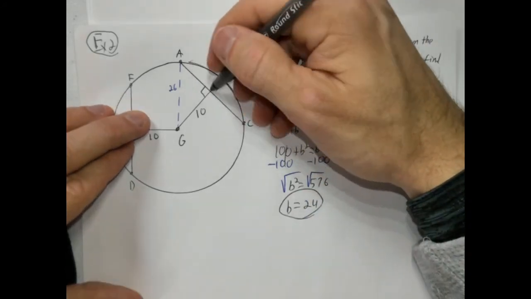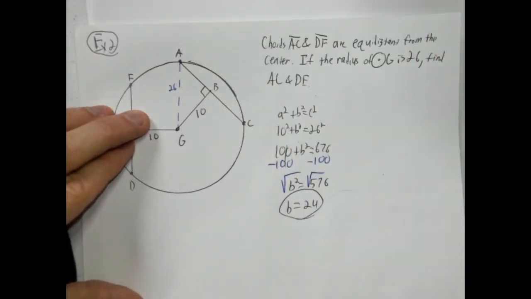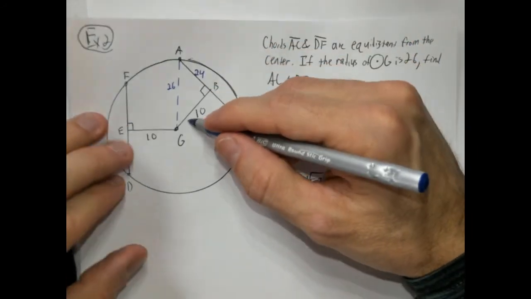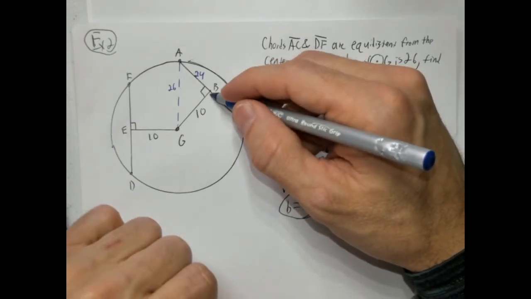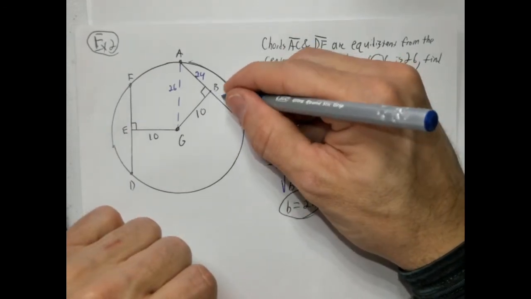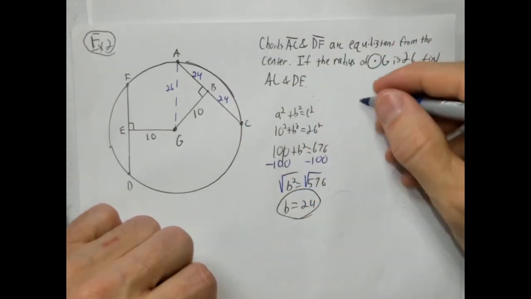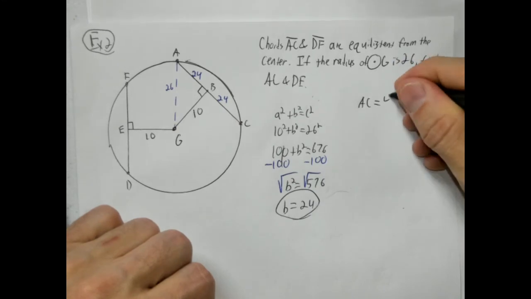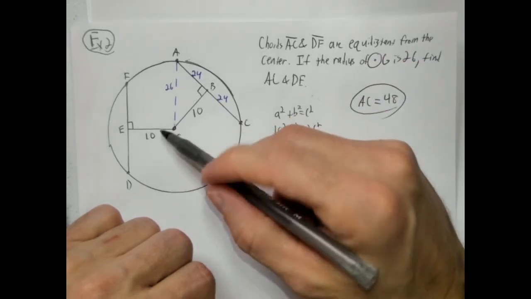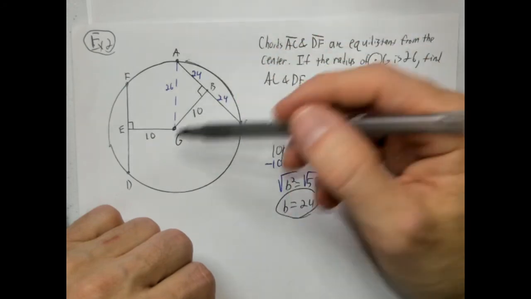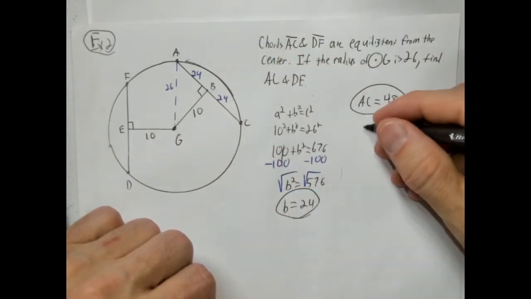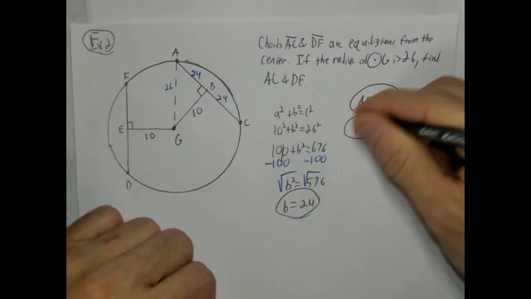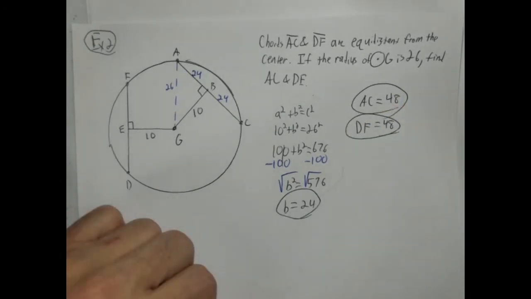Okay, so this is 24, but we're not done yet, because remember, if this is 24, we don't know the whole length. However, we know that this is perpendicular to this chord, therefore it bisects this chord, which means this is also 24, which means AC is 48. So AC is going to be 48 units. We don't know what the units are. This is going to be the exact same measurement, because it's 10, this would be 26. DF would be the exact same thing. So 48.